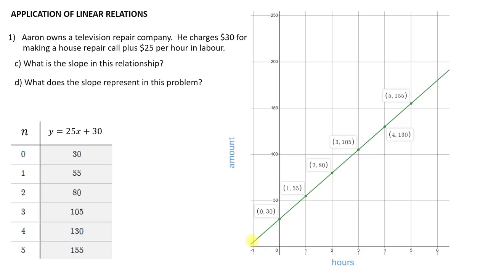So what is the slope in this relationship? We've already figured that out. It's 25. And what does the slope represent in this problem? Well, it's the amount extra that's charged after every hour, or it's the amount charged per hour.